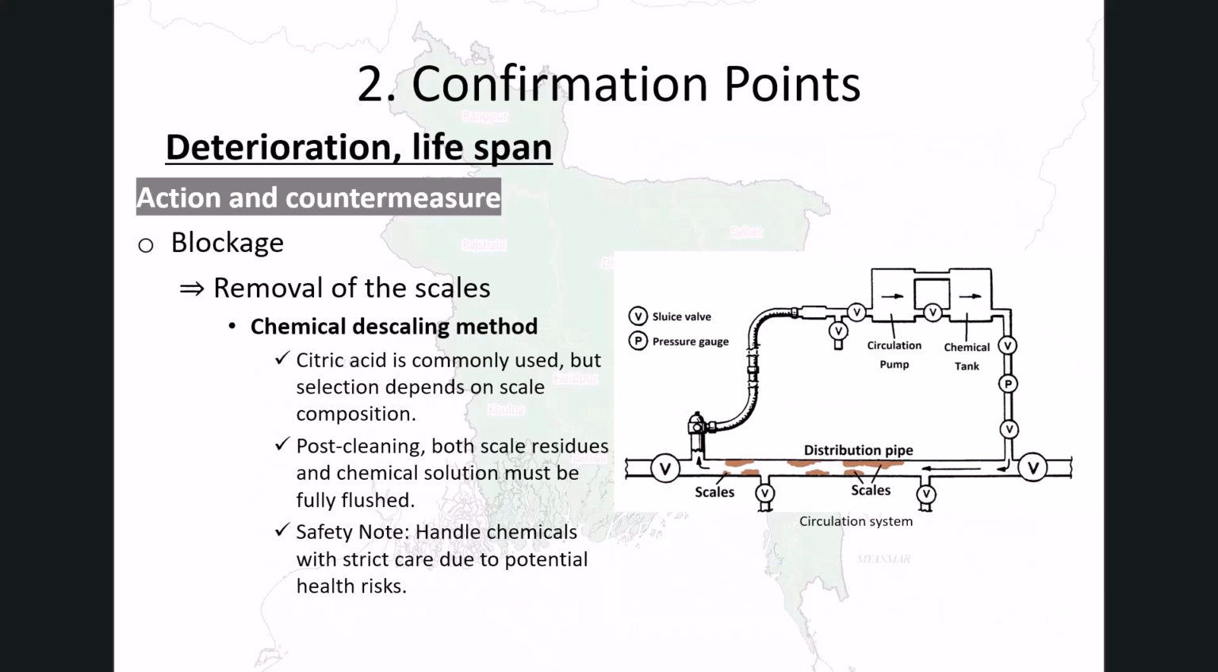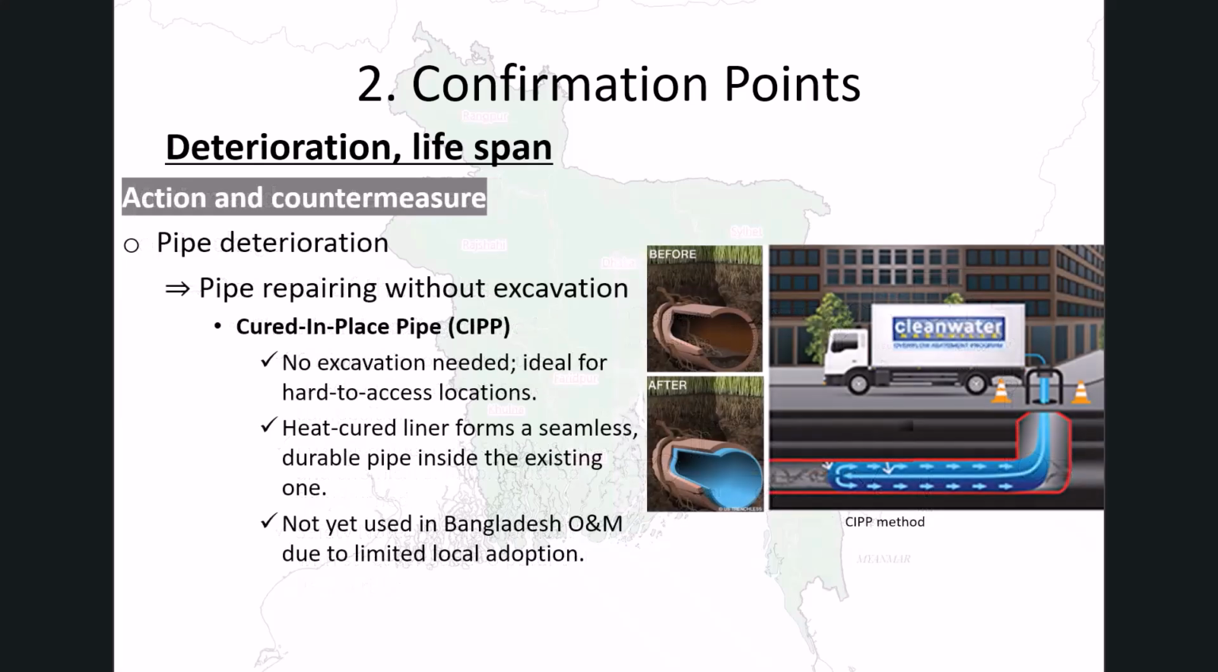Chemical descaling is effective for removing mineral-based deposits such as calcium and magnesium. A circulation system using chemicals, commonly citric acid, dissolves the scale. After cleaning, both the chemicals and loosened deposits must be thoroughly flushed out. Because chemicals can be hazardous, this method should only be carried out by trained professionals.